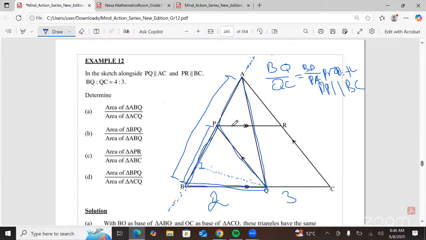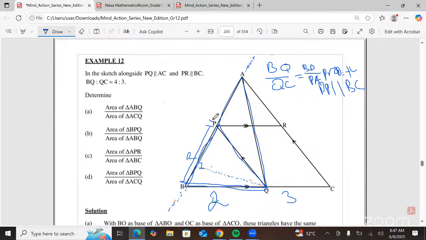Now we are saying BP is equal to BQ. This will be 2 here. And then BA is equal to... man, what did I do here? My bad. Not this whole side, but this one, PA here, not BA. PA here is equal to QC. Therefore, PA will be 3.